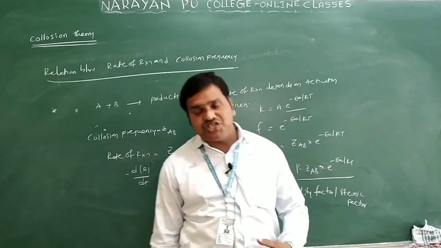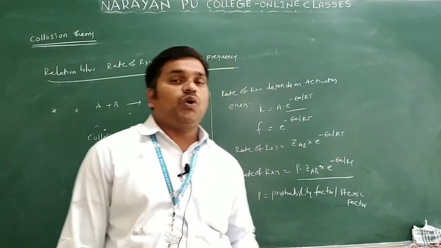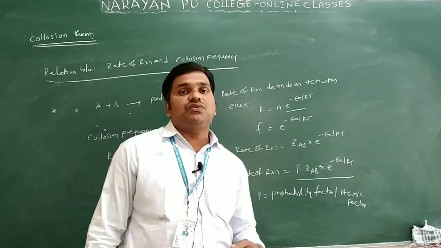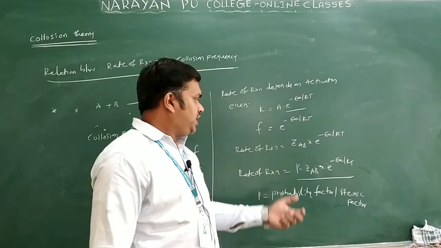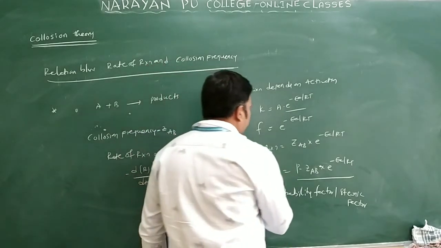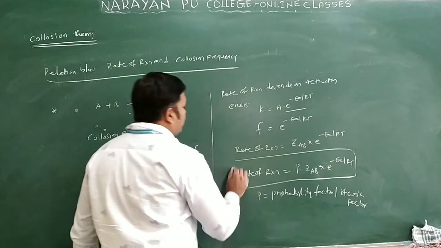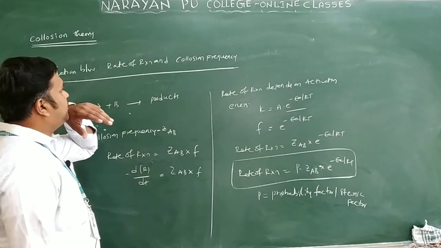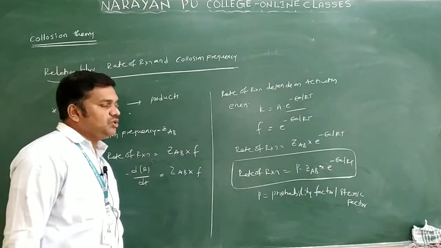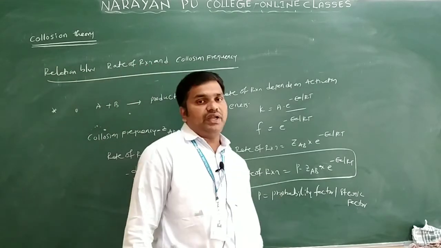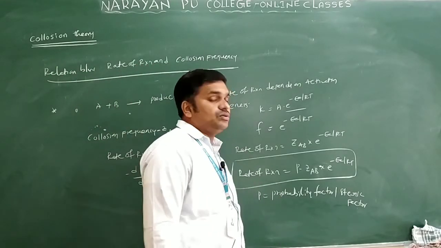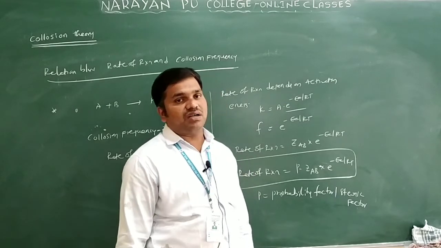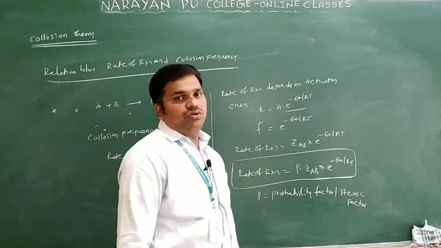Why is this P introduced? Because here we want to identify the probability of the number of collisions. So we can use this formula: rate of reaction is equal to P into ZAB into e power minus Ea by RT. This is the relation between rate of reaction and collision frequency Z. So this is regarding collision theory.